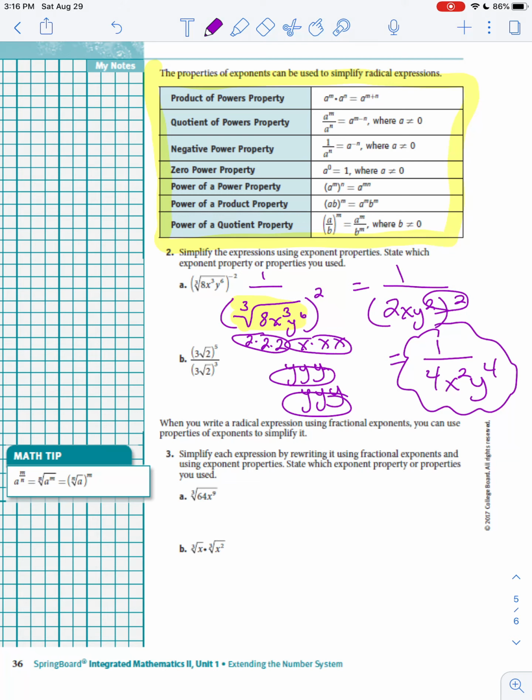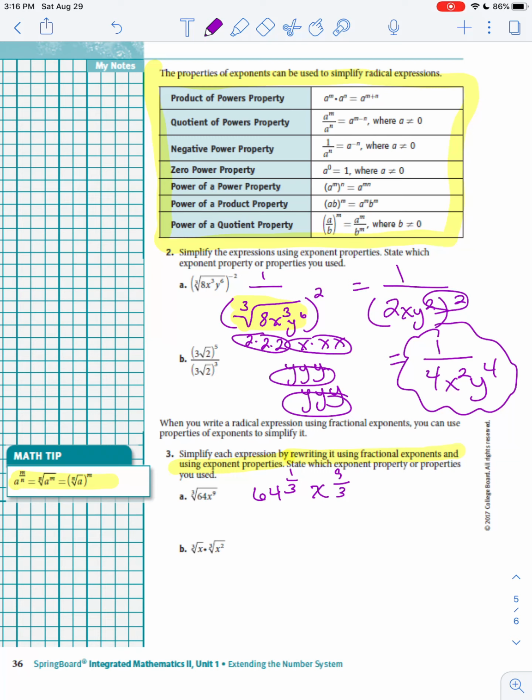All right, now our very last problem, number 3, wants us to review going from a radical to a fractional power. Simplify each expression by rewriting it using fractional exponents and exponent properties. All right, so for our last problem, we're going to do part A. So since it's a cube root, remember we want to do power over root. Well, it's 64 to the first, so that's 64 to the 1/3 power. X has a power of 9, but it goes power over root, so 9/3.